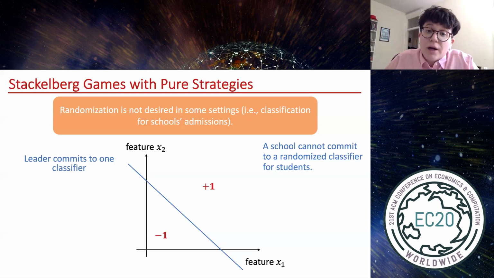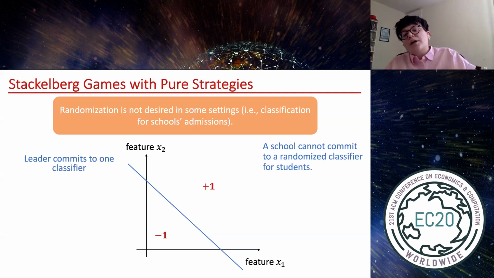And here is why we cannot really have randomized strategies here. A school cannot commit to a randomized classifier for students because it would have been as if they say to students that even if you have all the qualities that can help you pass the classifier and get admitted to our school, there is still a possibility that this will not happen because our classifier is randomized.